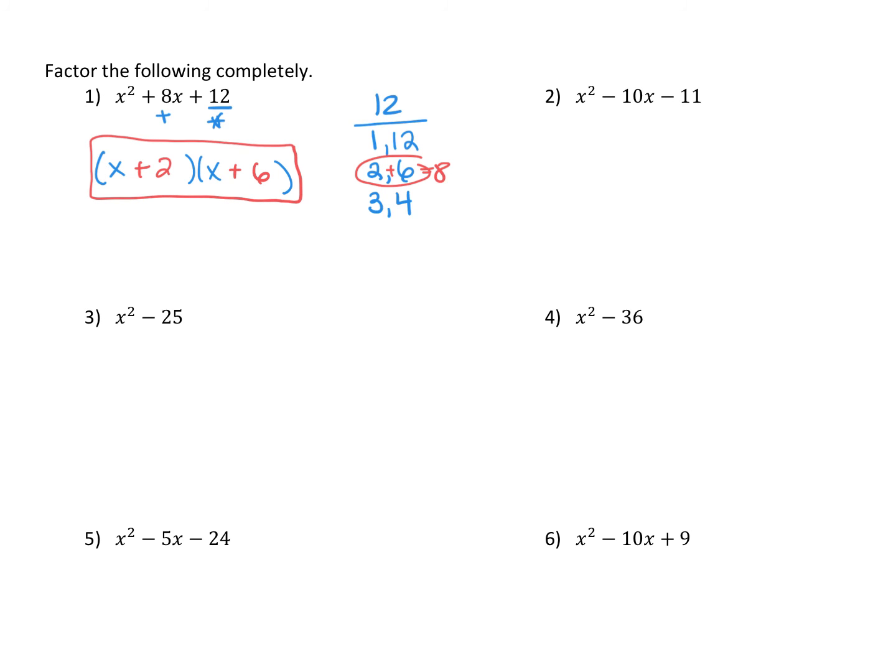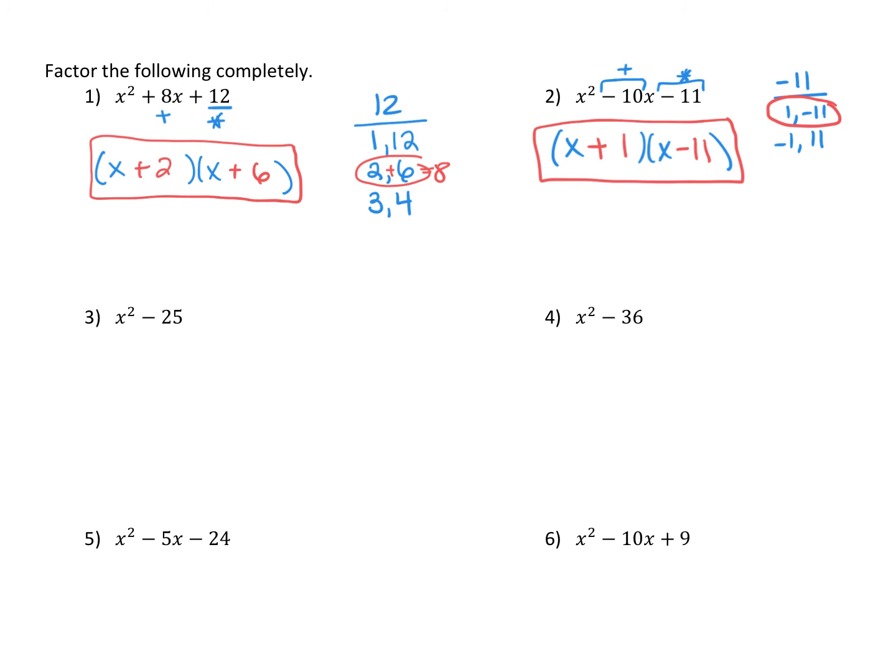All right, number 2 is a little bit trickier. So I want to find things that multiply to negative 11, but add to negative 10. So again, x, x. Things that multiply to negative 11: well, 1 and negative 11 or negative 1 and 11 is really about it because 11 is a prime number. If I want them to add to negative 10, that means it had to be 1 and negative 11. So positive 1, negative 11 would be my factors.